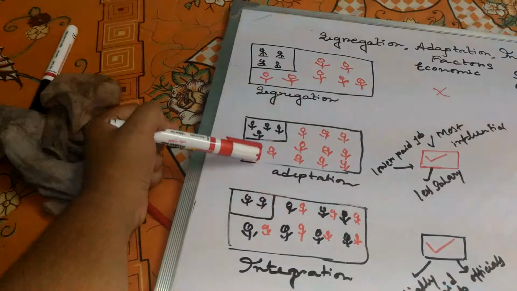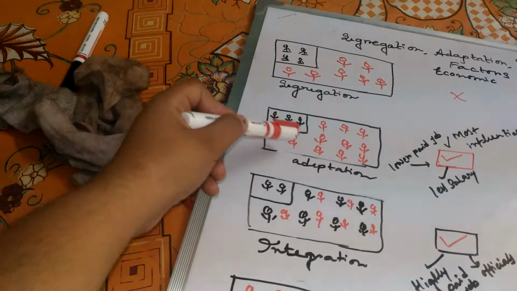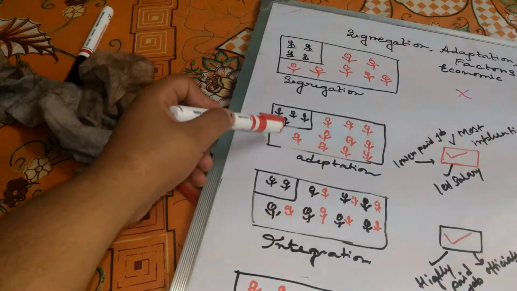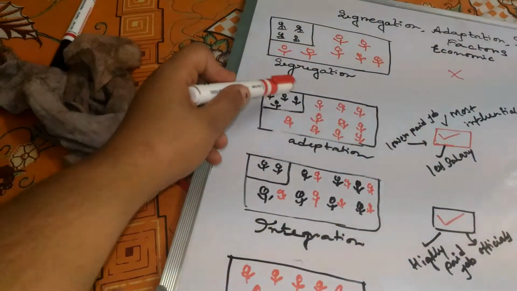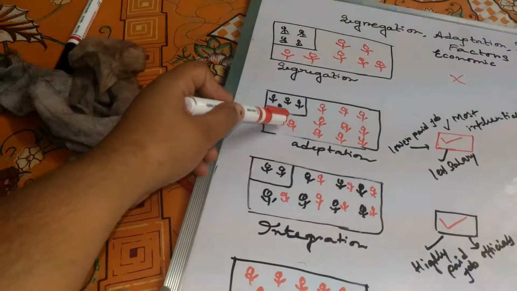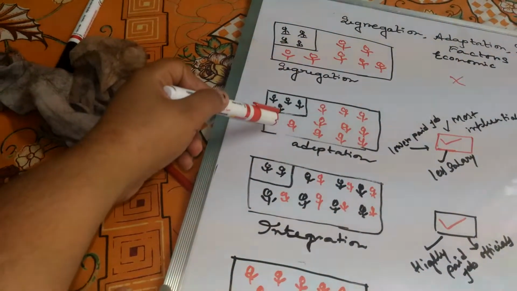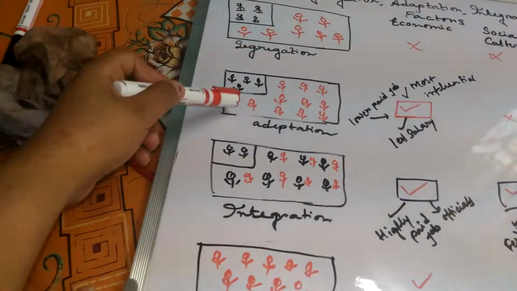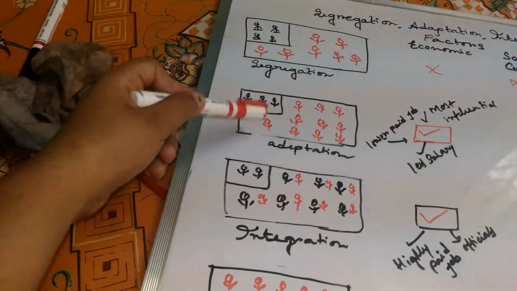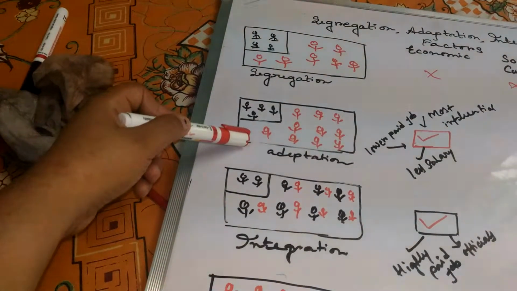After that, with time, here you can see that suddenly they look alike. This stage is called adaptation. In this stage, the group which has come from outside of the society has started to become accustomed to the culture of the host society. That means they have started to understand their language, their culture, their belief system, their norms, and other things.